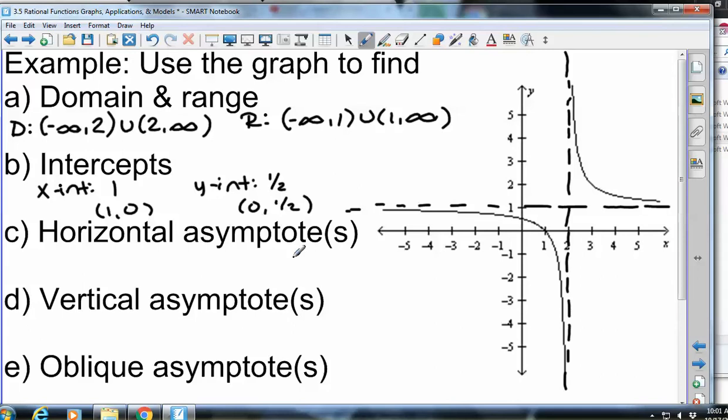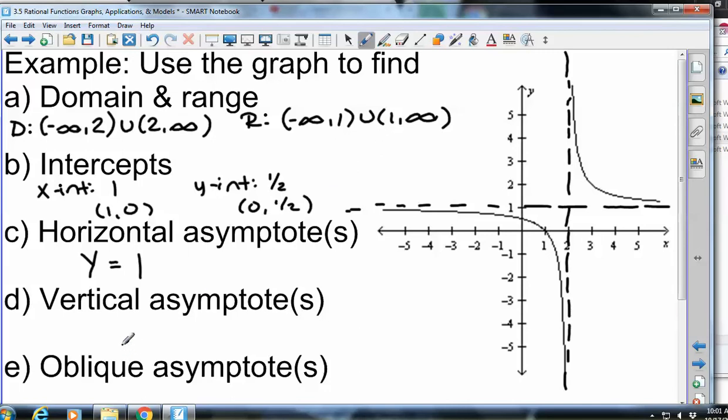Horizontal asymptotes. That is a horizontal line that we're getting close to but not actually touching. When you give me an asymptote, it is a line, so you need to write the equation of a line. What does the equation of a horizontal line look like? Y equals. So what's my horizontal? Y equals 1. You notice that was where we had a break in our range values.